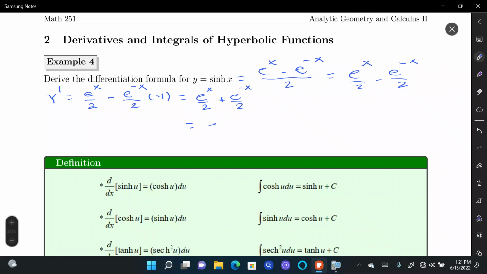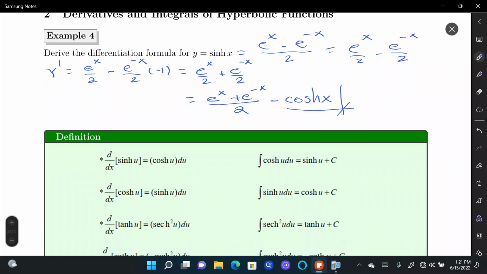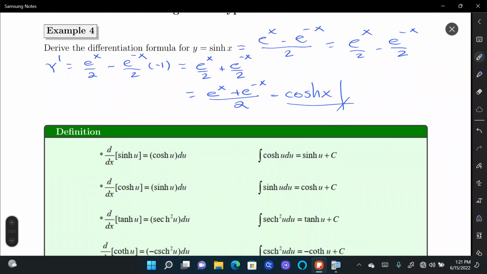We'll put this together into one single fraction. What's e to the x plus e to the negative x over 2? Isn't that cosh x? Of course, you can repeat this exercise for the remaining formulas, that's fine, but I think one example is fine.